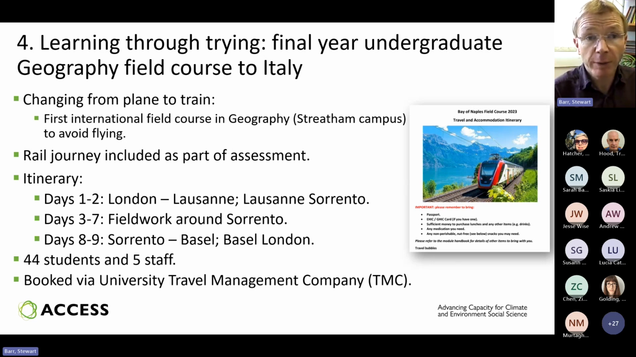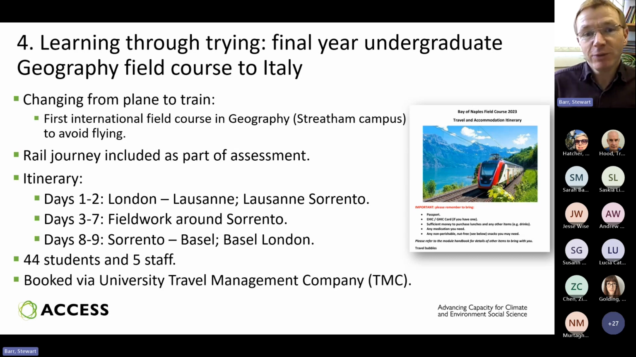We now have about 4 field courses for undergraduate students. From March next year, 2 of the 4 will be no-fly field courses to the Black Forest and to southern France. And we hope by 2026 that all our field courses will be fly-free courses.